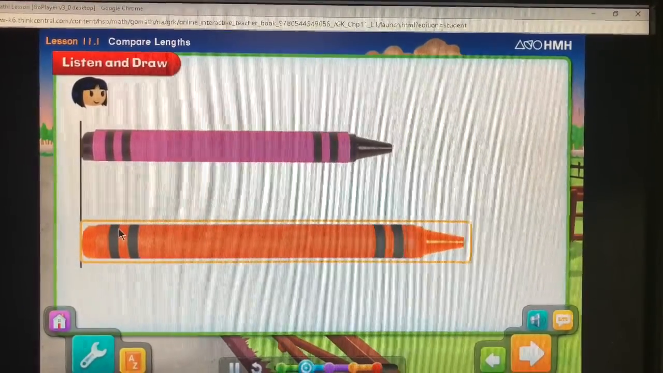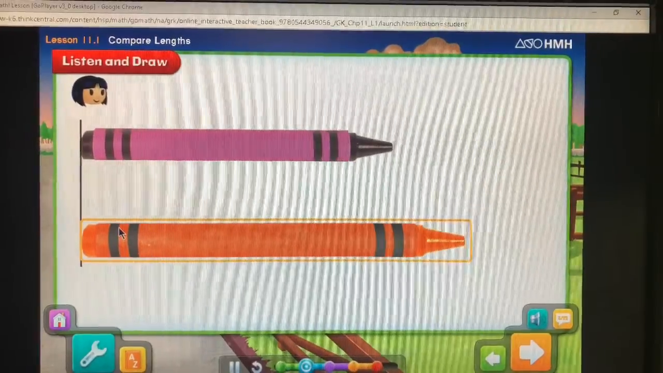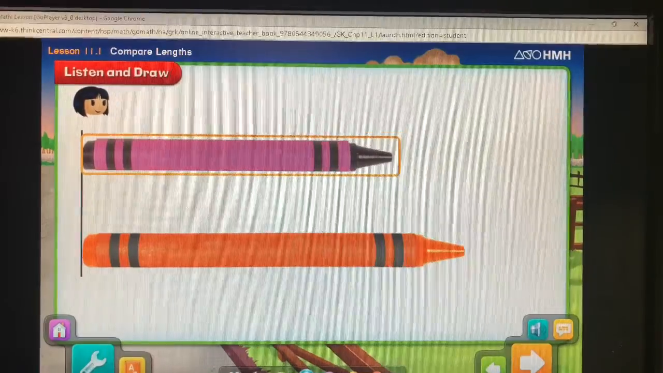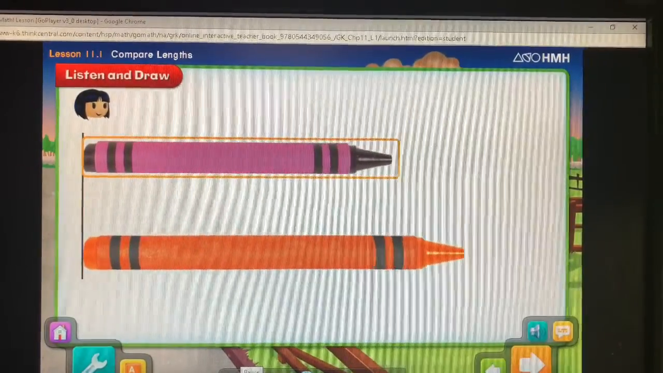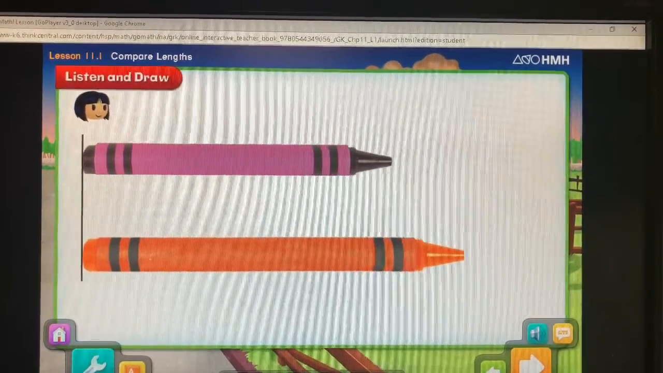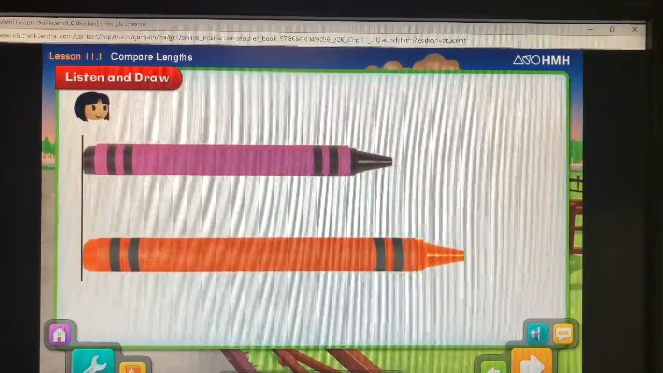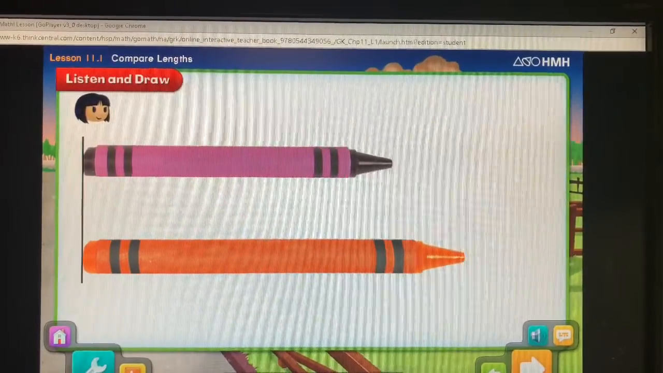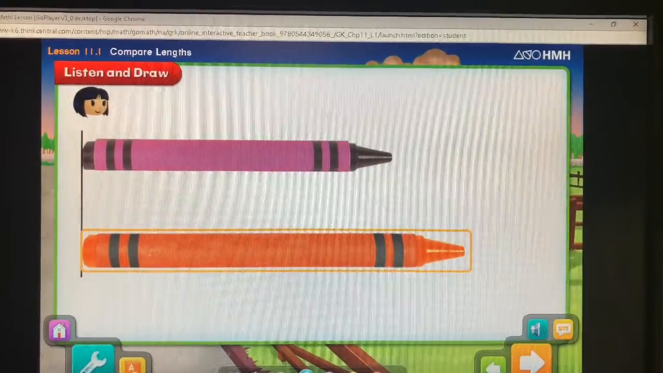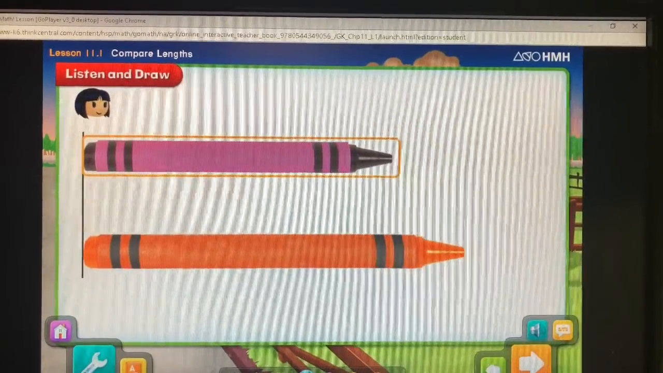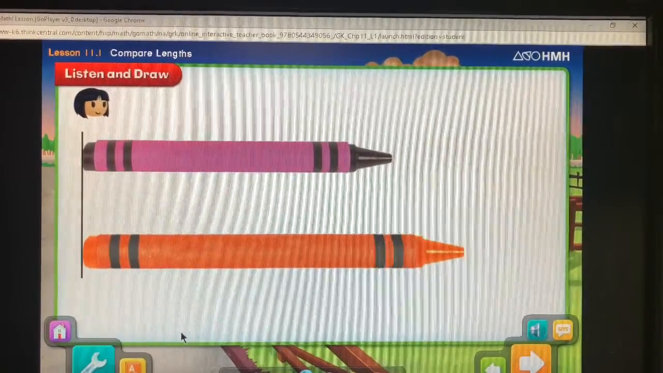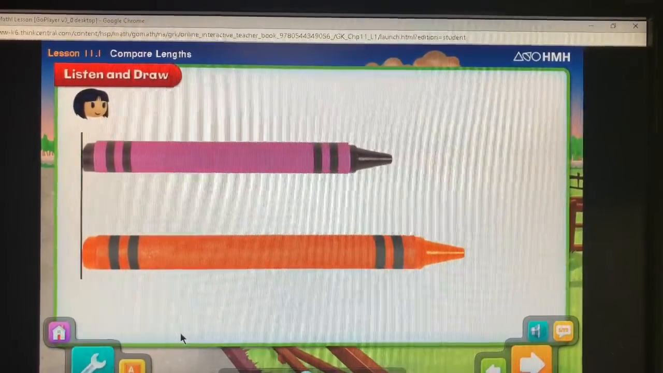The orange crayon sticks out farther than the purple crayon. It's longer. The purple crayon is shorter than the orange crayon because it doesn't stick out as far. So Ling can compare the lengths of the crayons by lining up the ends at the same place. Then she can see which end sticks out farther. The orange crayon is longer than the purple crayon. The purple crayon is shorter than the orange crayon. If neither crayon stuck out further than the other one, the crayons would be about the same length.